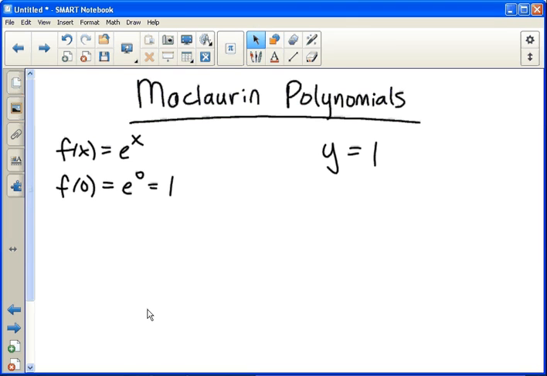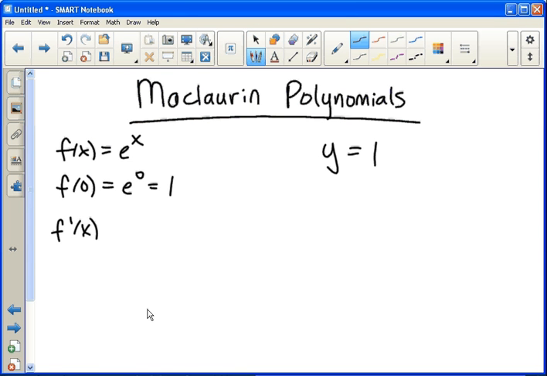Okay, well, we know from calculus we can find slope using the derivative. So let's take the derivative of this function. We'll do f prime of x. So the derivative of e to the x is just itself. And we want to know the slope at 0. So if we plug in 0, we get 1 again. Okay, so think about something that has a slope of 1 and passes through the point (0, 1). Okay, so that's going to be x plus 1. It has a slope of 1 and it passes through the point (0, 1).